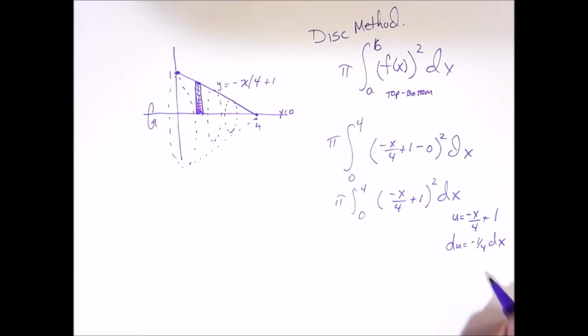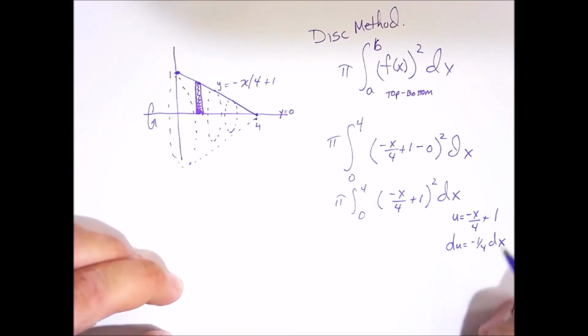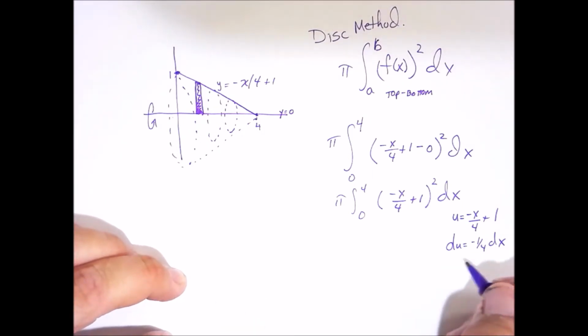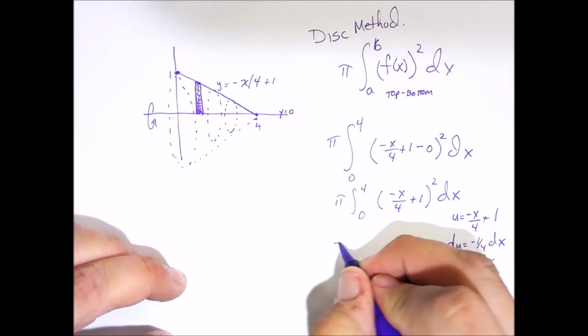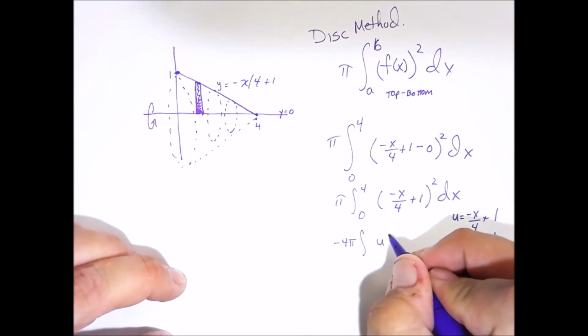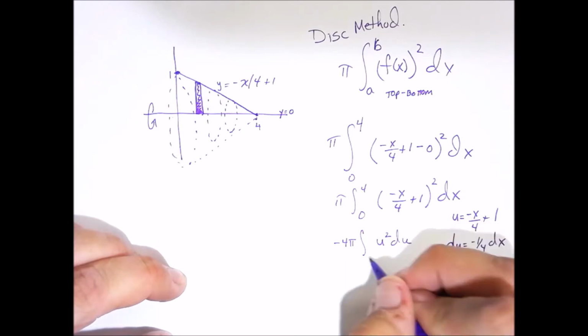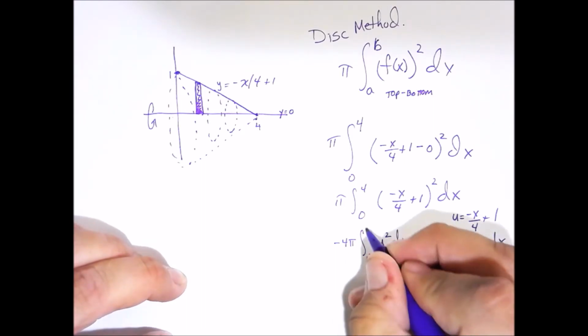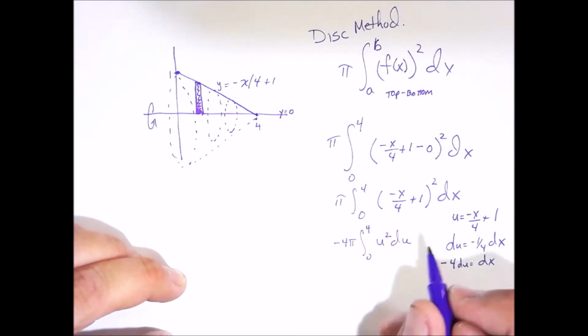Do you have the negative 1/4? No, so I'm going to need a what? 4. Well, you're going to need a negative 4. So when I plug back in, I'm going to get negative 4 pi u squared du. So when you integrate that, what do you get?